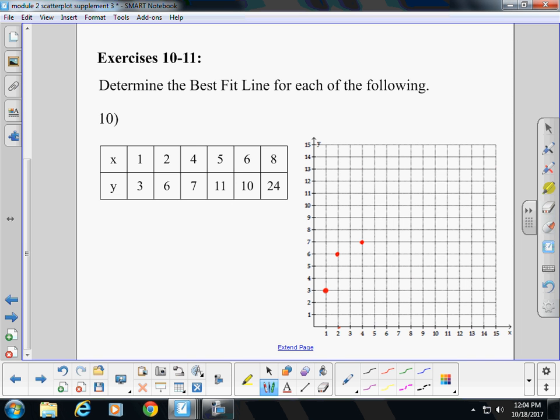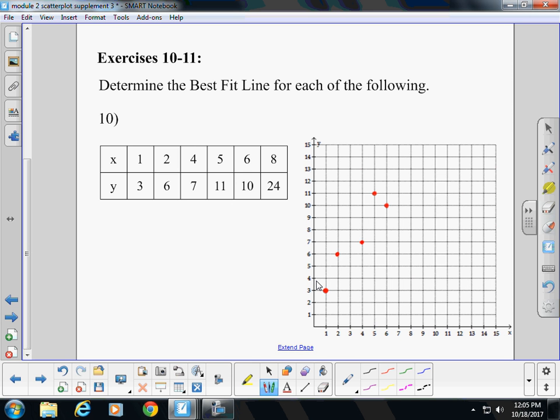over 5, up 11. Now these are scatter plots, and what that means is that the points aren't going to form a line specifically. Over 6, up 10. But we are expecting these to look like a linear relationship as opposed to a nonlinear relationship, like some of them yesterday, where we had a curve. Over 8 and up 24.